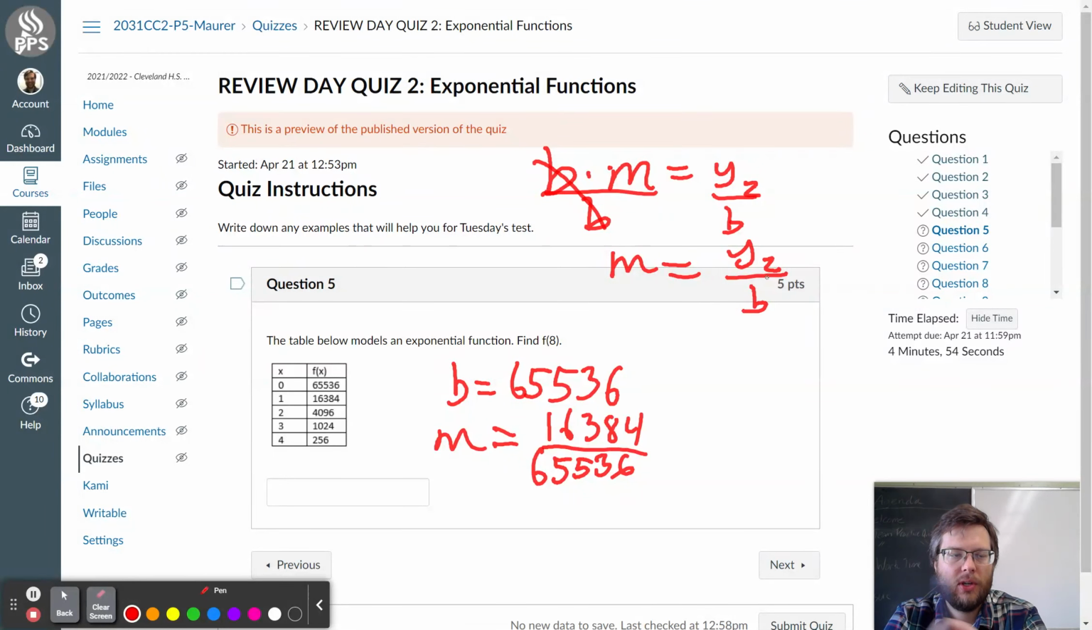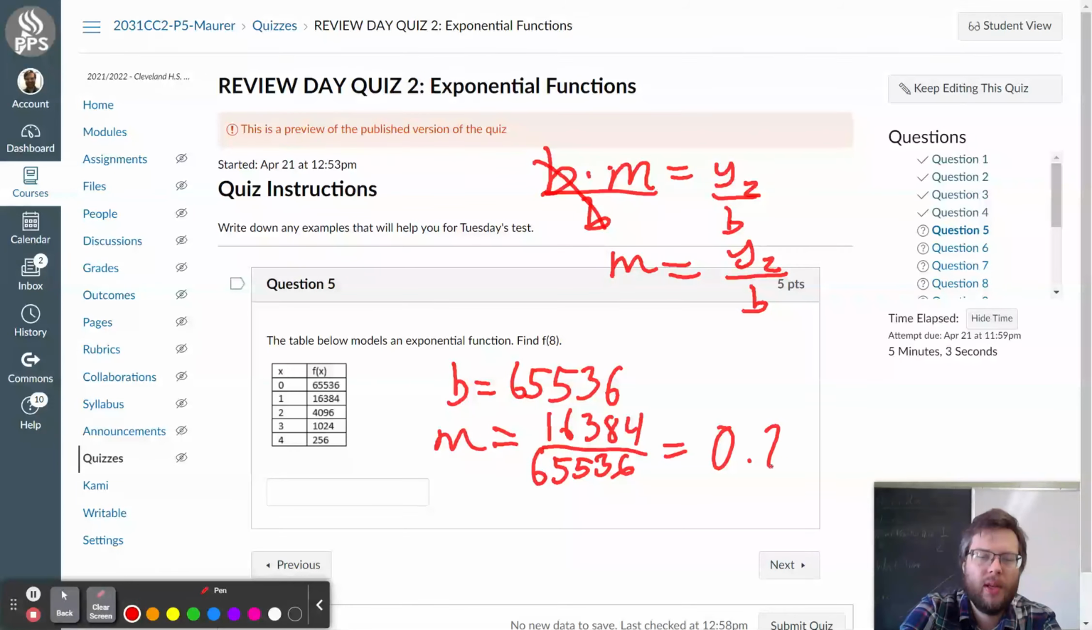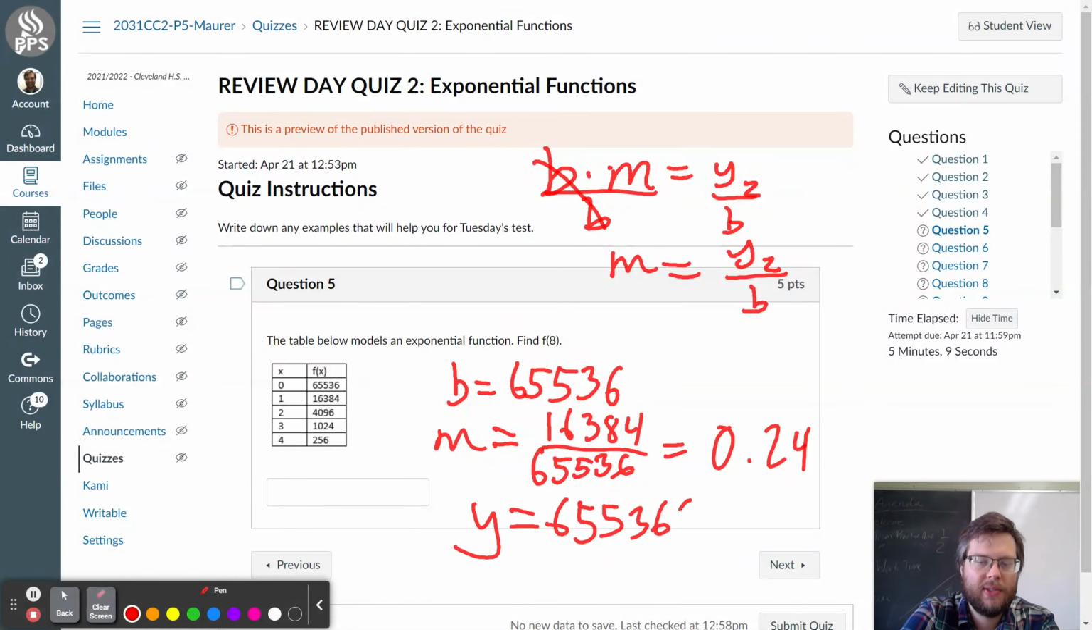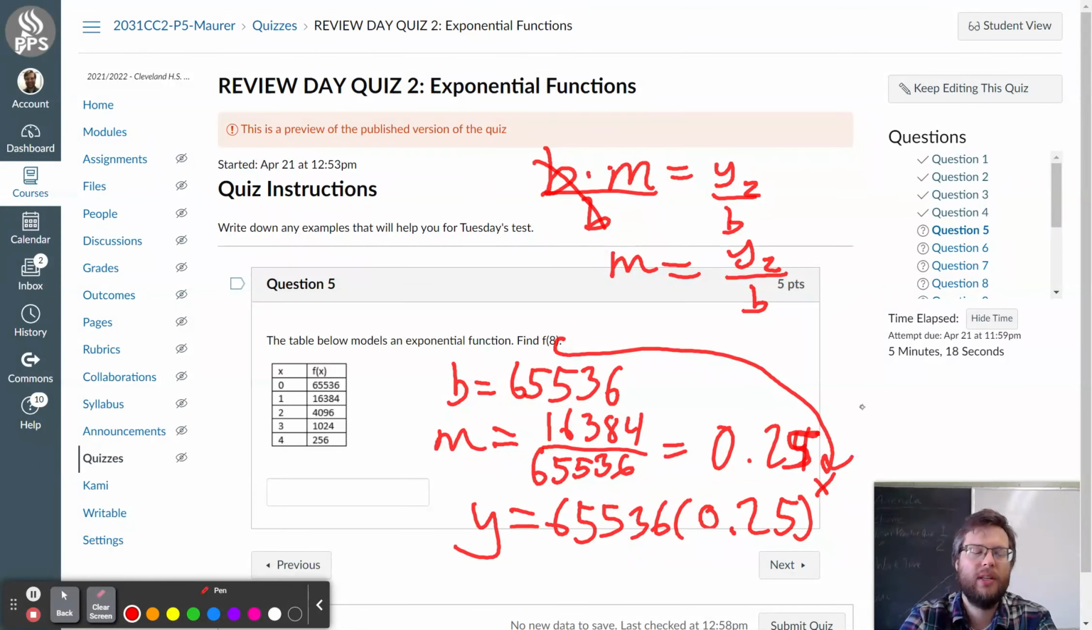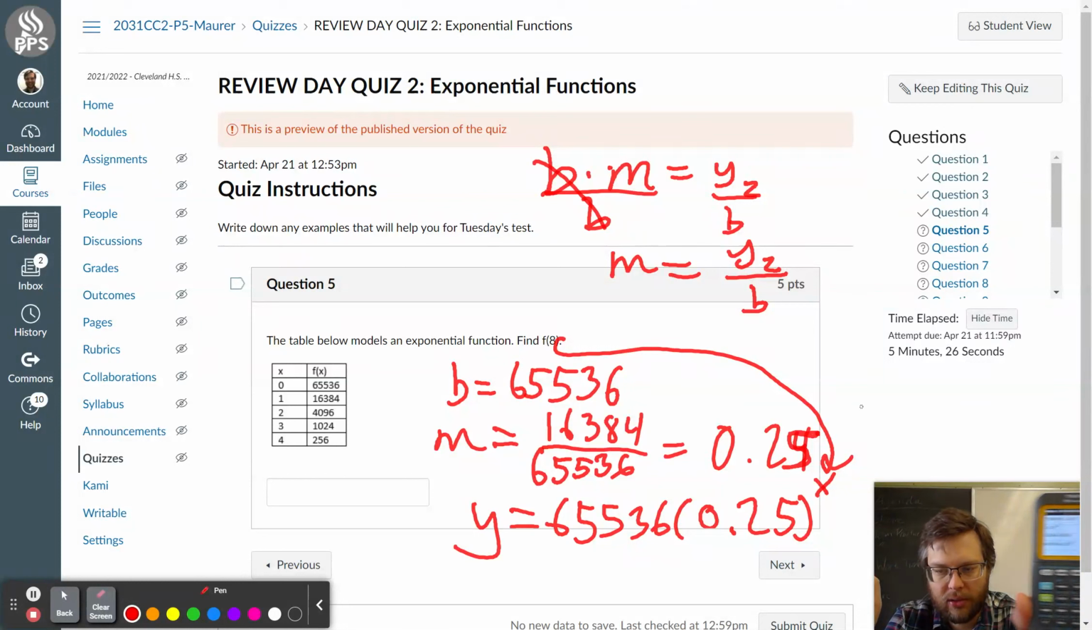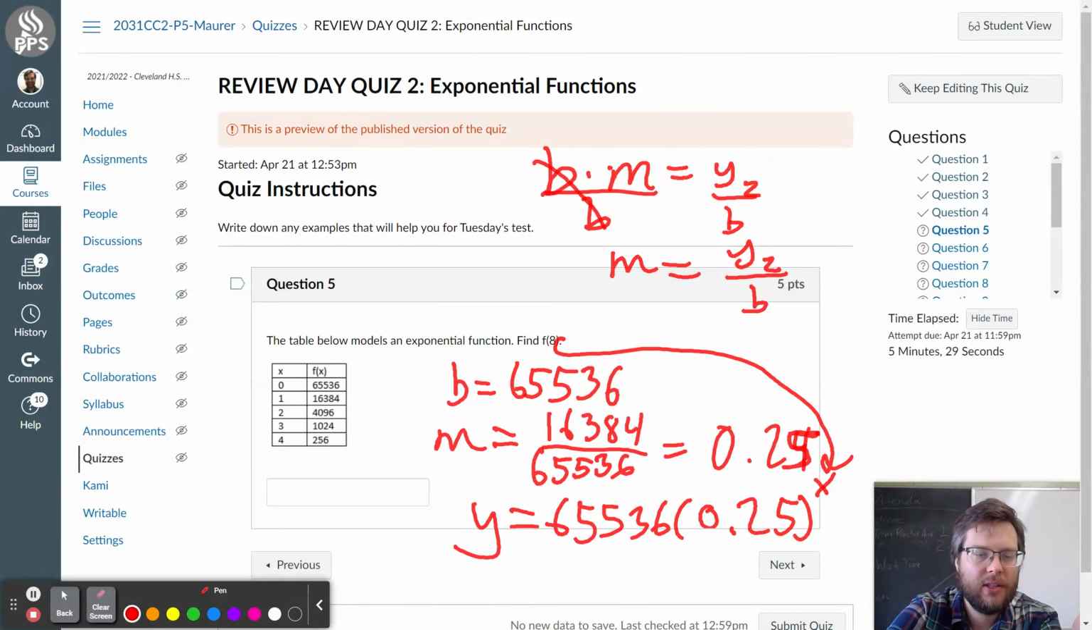Okay? And so if I type in 16384 divided by 65536, I get 0.25. And so I know my full function then is y equals, start with 65536, multiply by 0.25. Oops, I wrote a 4, it's a 5. And raise that to the x. For f of 8, I just replace the x with an 8. So 65536 times 0.25 raised to the 8 gives me an answer of 1. And that just means if I continued this pattern a couple more times, for x equals 8, I would get y equals 1.